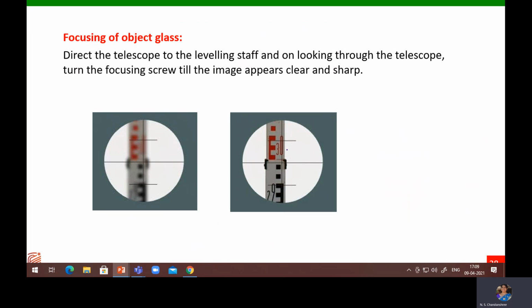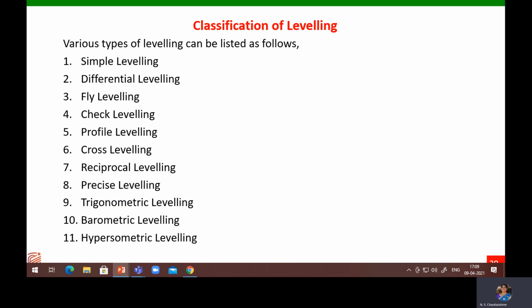Next is the object lens. Now look through the telescope and see, these lines are clear, but the object is not clear. So what we have to do is turn the focusing knob until the object becomes clear like this. Only when the object becomes clear can we take the readings. Once we get these things, it is said that the instrument is set up.